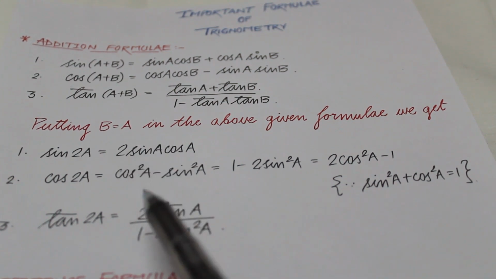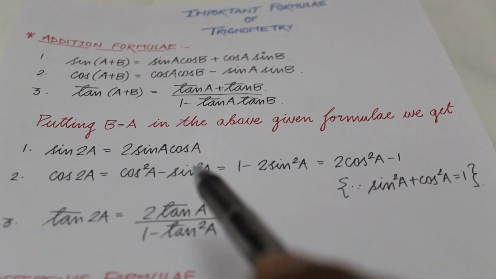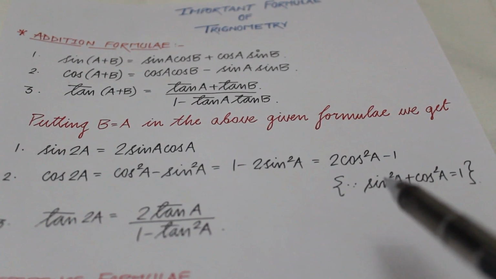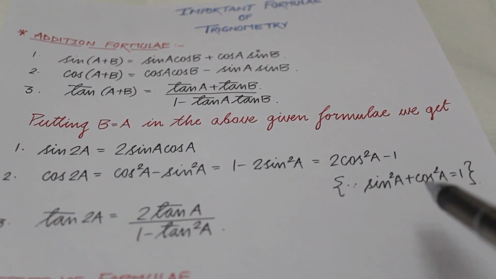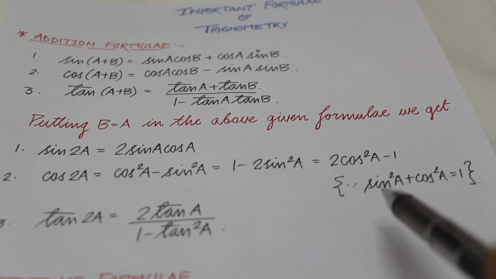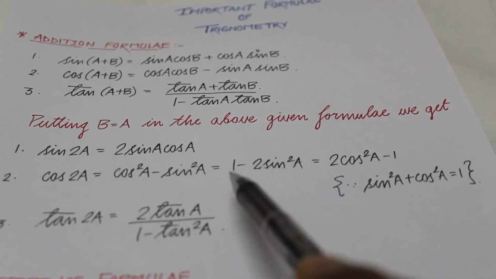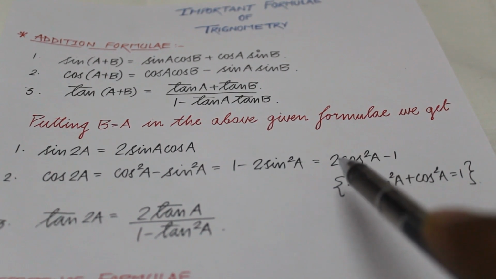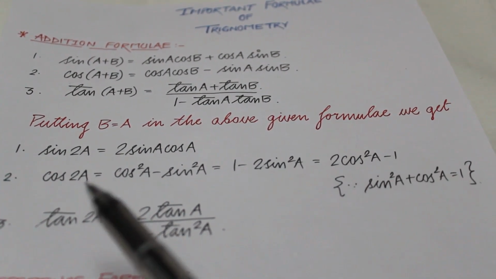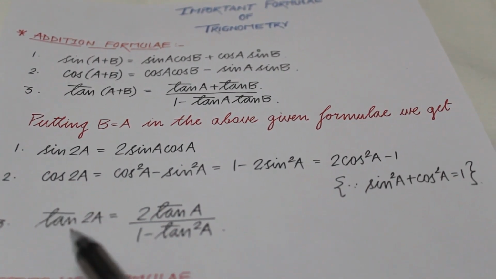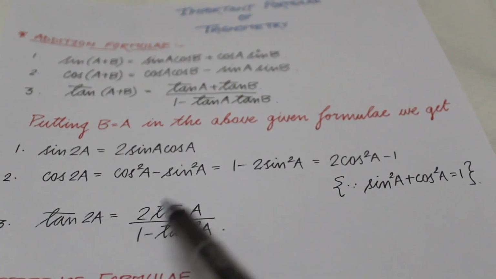So cos square A minus sin square A is equal to cos 2A. Using this, if I put the value of cos square A, I'll get 1 minus sin square A. If I put it over here, I'll get 1 minus 2 sin square A. Similarly, I can get 2 cos square A minus 1. And for tan, it will be tan 2A is equal to 2 tan A upon 1 minus tan square A.